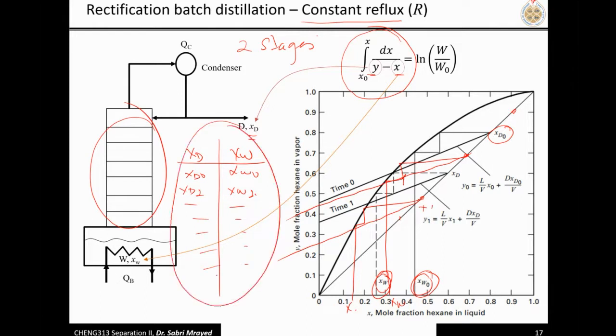From this data, you can get 1 over y minus x, and you can find out w based on the initial charge of your feed. It's a bit confusing, I know, but it will be very clear when we solve one of the examples, inshallah. But as you see here, the main difference is that the reflux ratio is constant, and I have some stages above the still pot, the main pot used in the simple batch distillation.